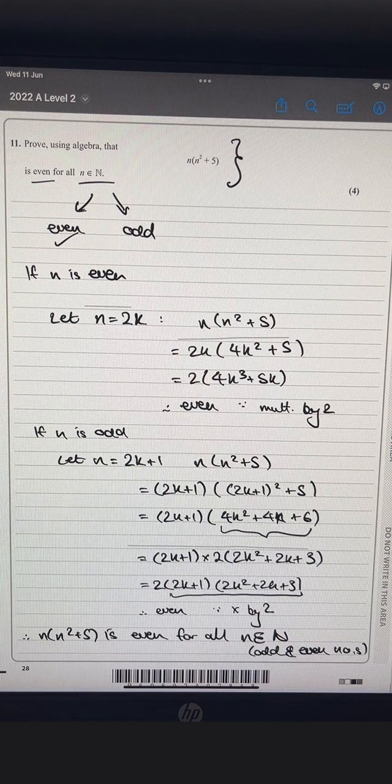Why not 3k? The reason we're not doing 3k for odd is because if k was equal to 2, 3k would be 6, right? That is an even number. We don't want that. We want to make sure any k we put in is going to make the number odd. So the way we do that is we know that 2k is always going to be even, right? If I go one more than an even number, it's going to be odd. That's why it's 2k plus 1, all right?